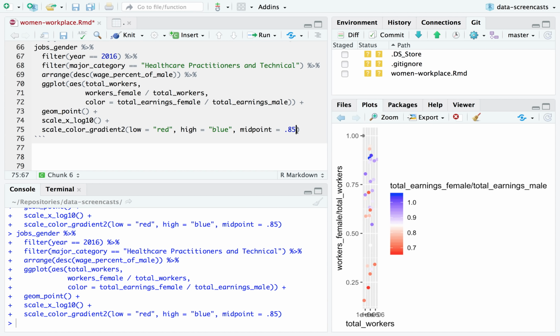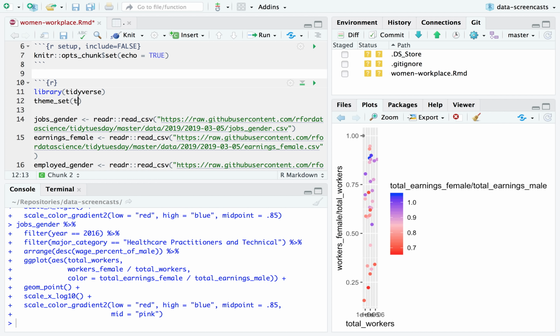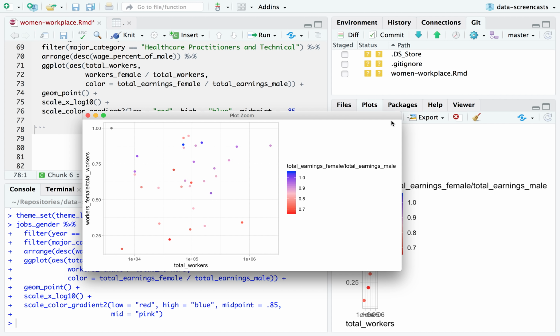The mid color should really, I'm going to make it pink to be in between red and blue. I don't like the white points popping up. Having said that, I am going to change the theme. I'm going to say theme set, theme light, so we have a lighter background. Okay.